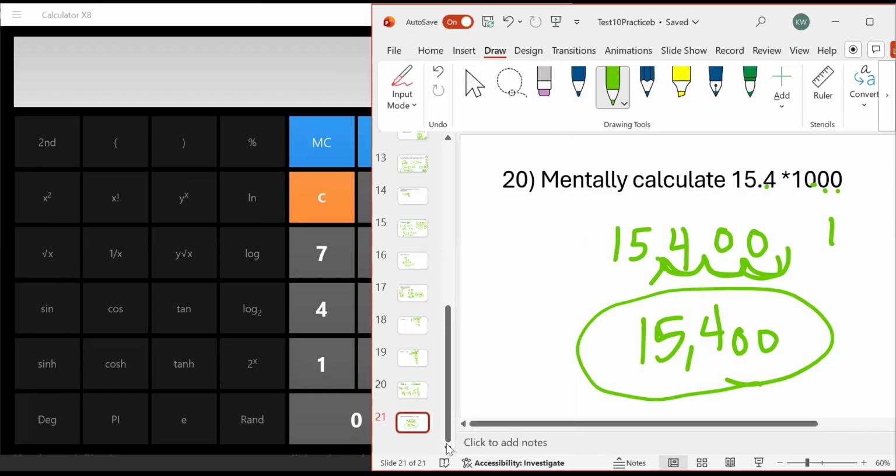Hopefully this helps show you how you can use your calculator or your talker to help communicate your steps in your math.